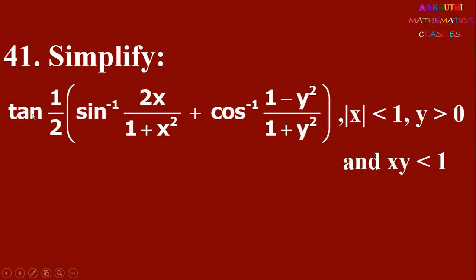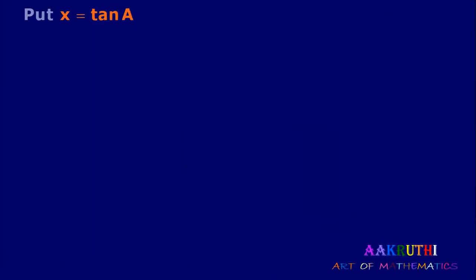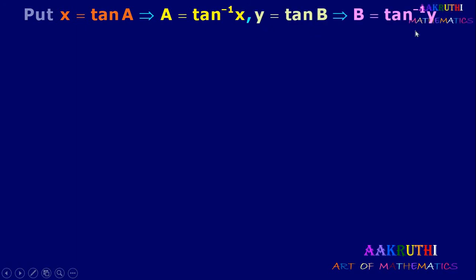Next one, simplify tan 1 by 2 into sin inverse 2x by 1 plus x square plus cos inverse 1 minus y square by 1 plus y square when mod x less than 1 and y greater than 0 and xy less than 1. This problem already we simplified separately. Here we have to substitute x equal to tan and y is also tan. Since these two are different values, substitute x equal to tan a and y equal to tan b. When we substitute x equal to tan a, we get a equal to tan inverse x, and substitute y equal to tan b, then b equal to tan inverse y.